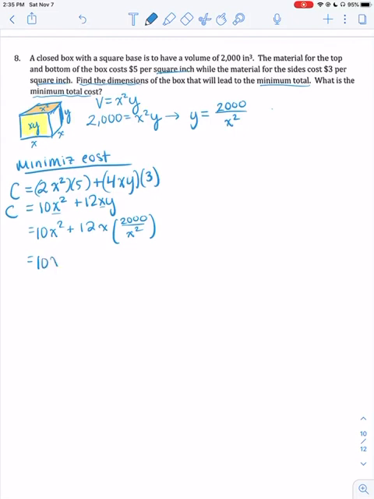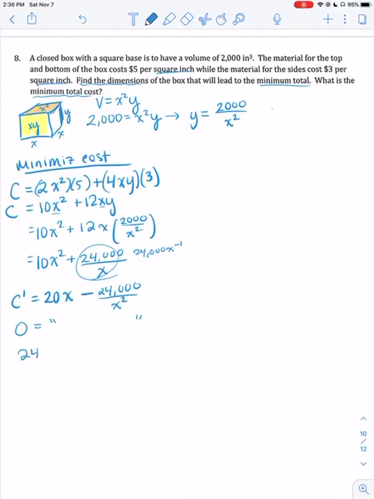Okay, and that gives us 10x squared plus 12 times 2,000 is 24,000, over just x. And now that we've gotten that as nice as we can, we differentiate. And so here we get 20x minus, remember, because this is really 24,000 x to the negative 1, 24,000 over x squared is what that will become. Set it equal to 0.